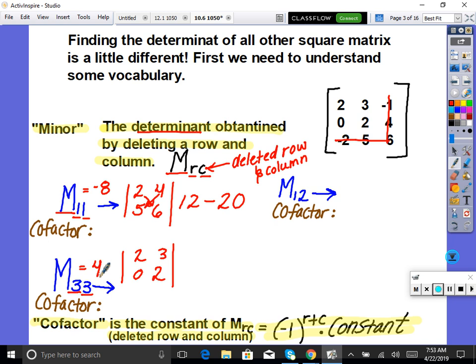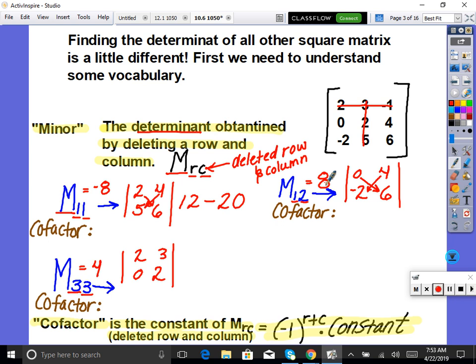I think we probably get the picture here. Let's just do one last one: the minor when deleting row 1, column 2. So look, row 1, deleting column 2. That would leave me with the numbers 0, 4, negative 2, 6. Now finding the determinant, you'll do 0 times 6, which is 0, minus negative 8. So that would equal 8. So that's how you find the minor. I haven't told you how to find the determinant yet.